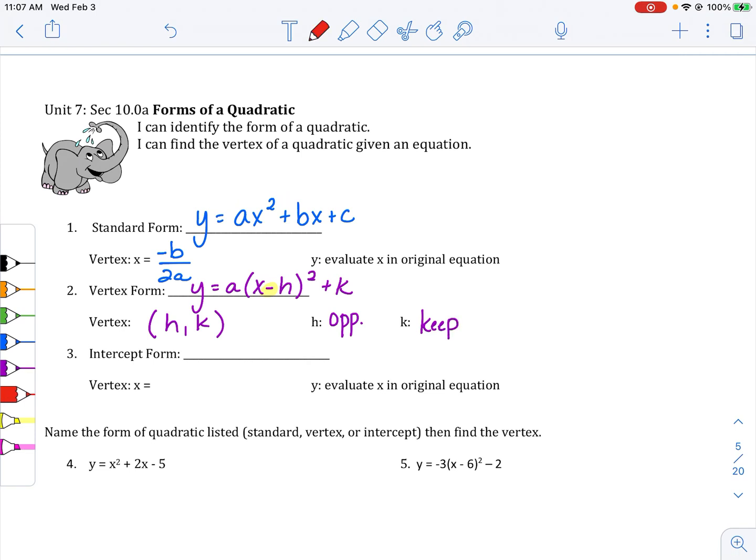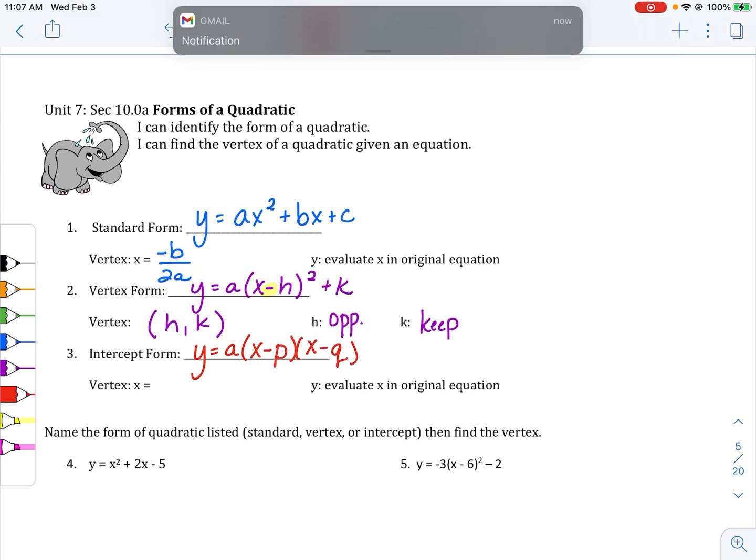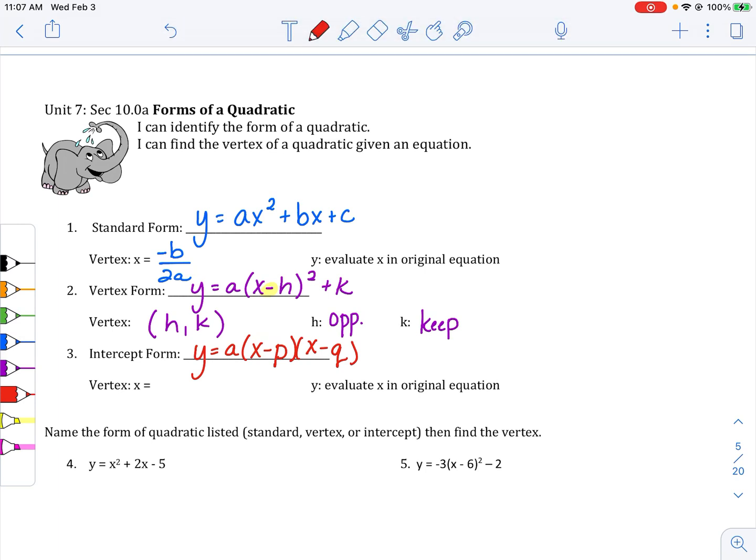All right, the next is intercept form. Intercept form is y equals a times (x minus p) times (x minus q). And the p and the q are representing intercepts, or where the graph's crossing the x-axis. So to find the vertex, it is always halfway between those intercepts. So you're going to find the average of them by taking p plus q divided by 2.